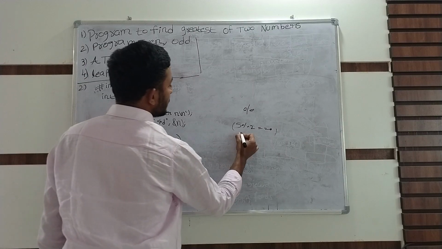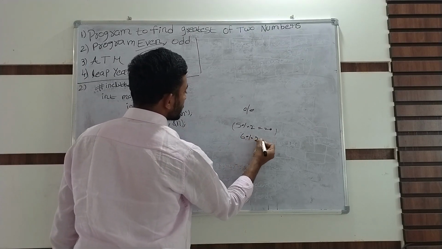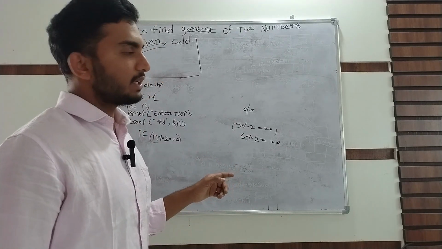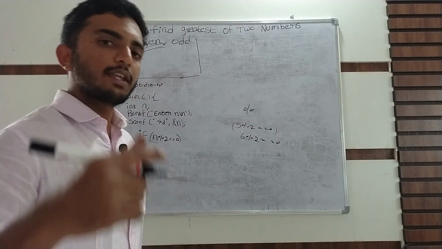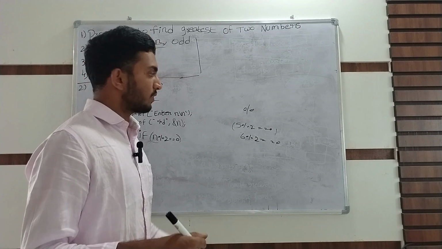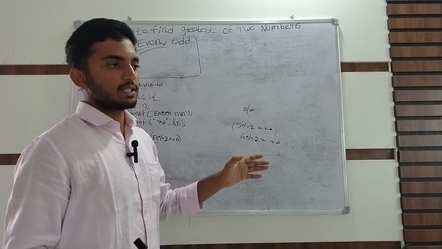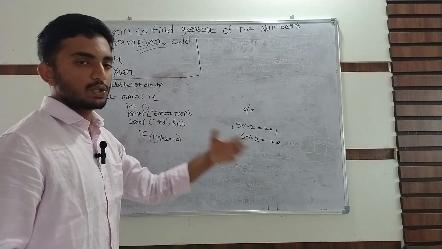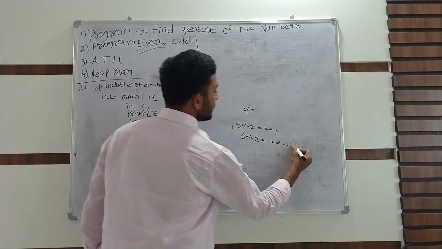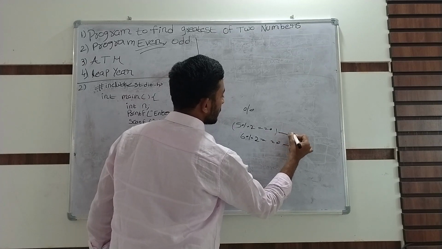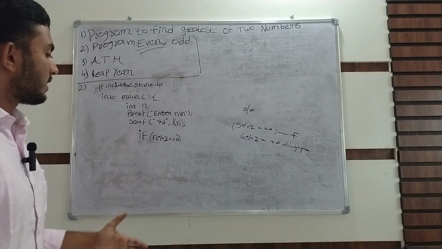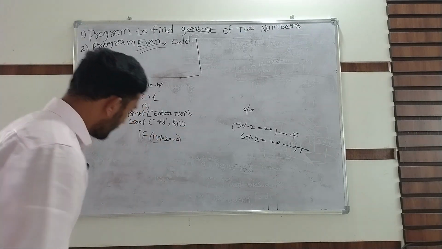If it is 6 modulus 2 double equals to 0, because dividing 6 by 2 we get the remainder 0. 0 double equals to 0, 0 compared to 0 is equal. That means this condition is true. This condition is true, and the other condition is false. According to the condition, the program will proceed. Let's see.